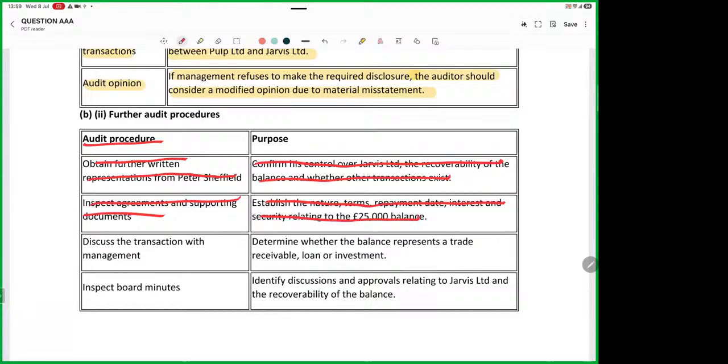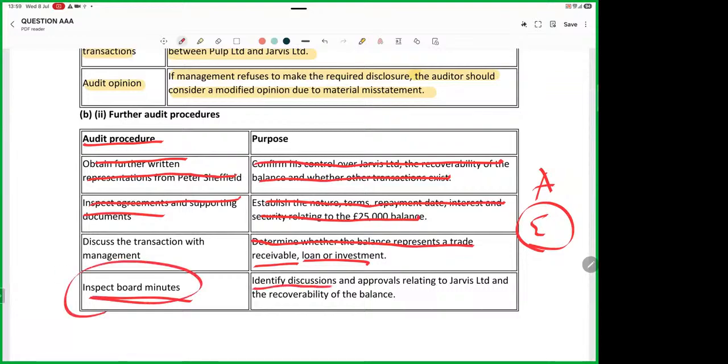Remember we said we have RA. A is inquiries and third-party confirmations. Discuss the transaction with management. Determine whether the balance represents a trade receivable, a loan, or an investment. Inspect: I want you to be talking about inspection. There are so many things to inspect. Inspect board minutes. Identify discussions and approvals relating to Jarvis Limited and the recoverability of the balance.